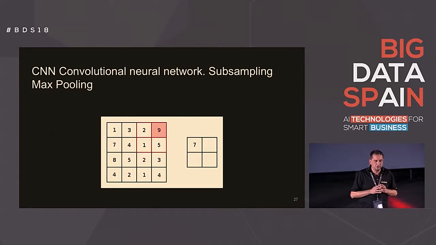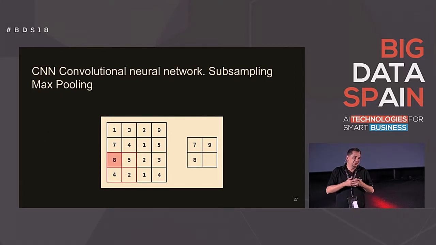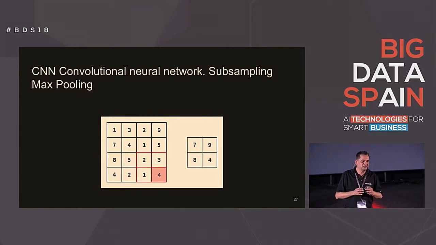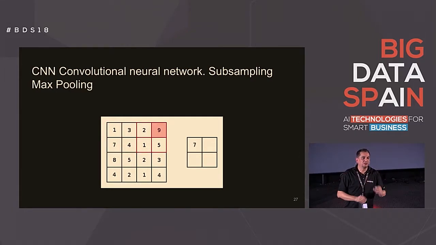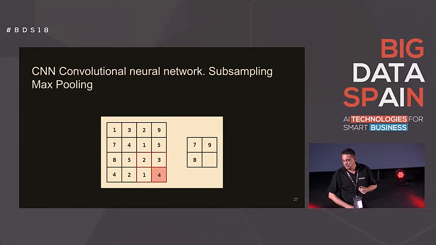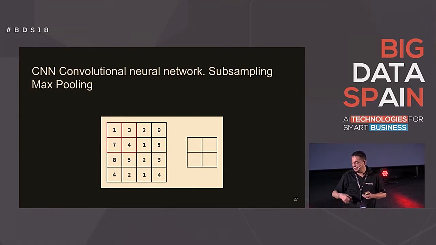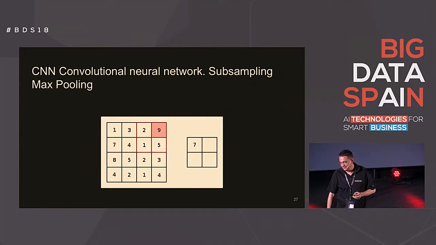Well, the second step in a convolutional neural network is subsampling. The most used operation is max pooling. In this case, it's very easy. You cut the matrix in portions, in this example 2 times 2, and in each portion of the matrix, you choose only the highest value. In this case, for the first 2 times 2 portion, you choose the 7, in the next the 9, and so on.